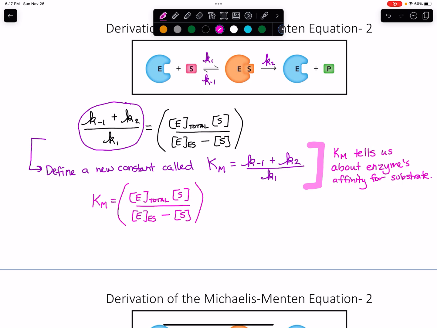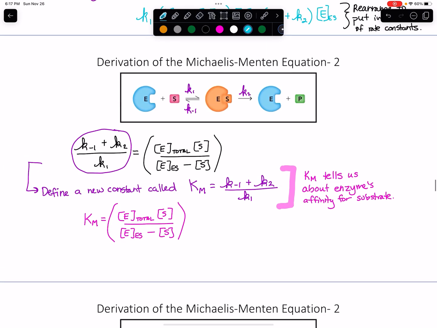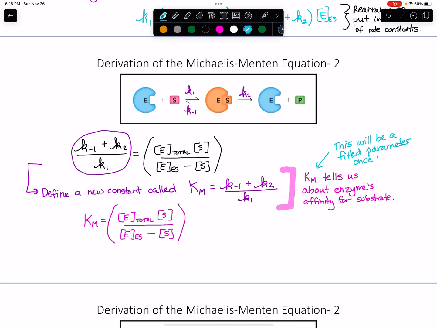So, spoiler alert number 1, this will be a fitted parameter. We can't control Km, it's something that we're interested in learning about, affinity for substrate. So this will be a fitted parameter once we collect data. Our model is going to help us take our data and figure out what this Km is. So that's thing number 1.